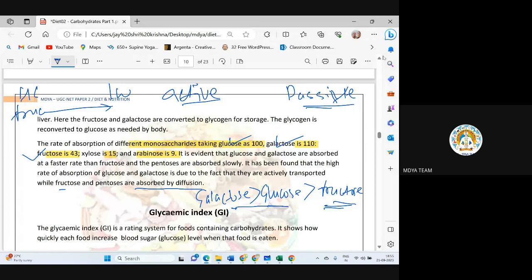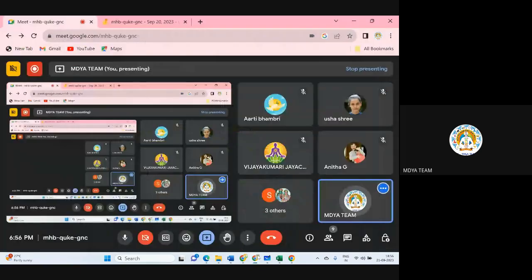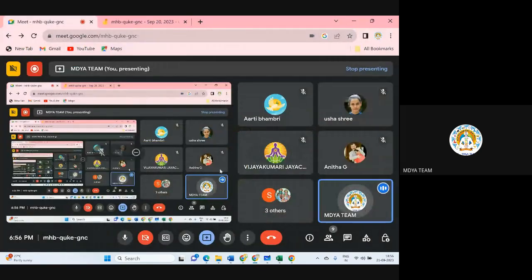All this concept of digestion and absorption is very important for the glycemic index. The glycemic index is very important from the NET point of view, and also if you are giving a diet plan to someone having diabetes or obesity. So please try to attend tomorrow's class. In tomorrow's class, we will try to understand the physiology of diabetes, the metabolism of sugar, and the glycemic index.